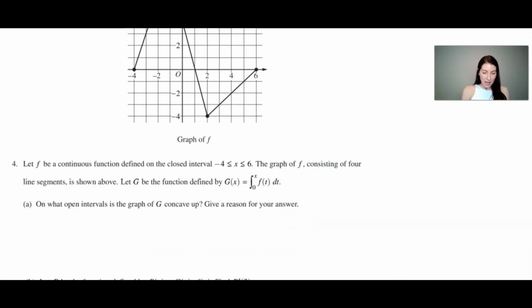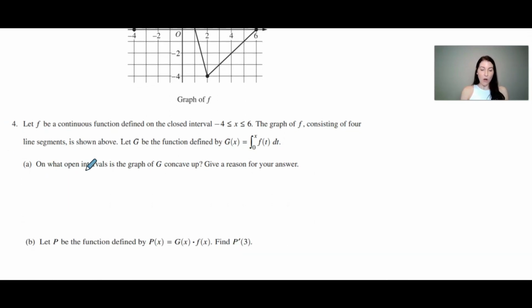And in part A, the question asks, on what open intervals is the graph of g concave up, and to give a reason for your answer. So as soon as I see the question talking about when is g concave up, remember that means we need to think about the second derivative. Concavity is always the second derivative, and g would be concave up when g double prime of x is positive. So we need to find the second derivative.